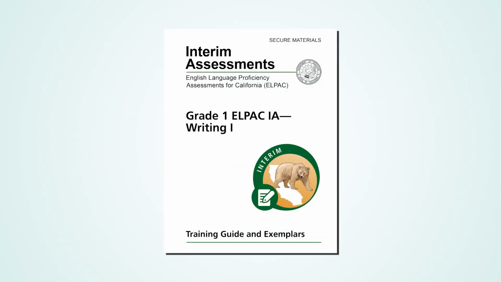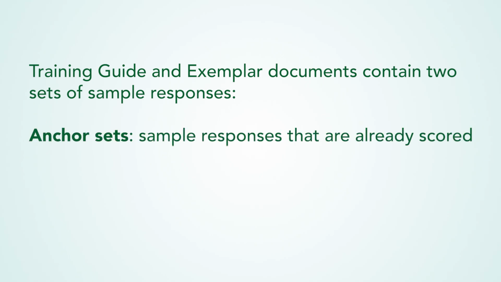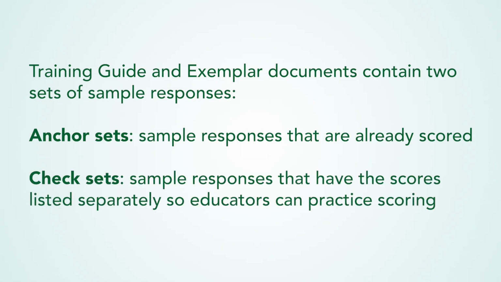Certain secure documents are needed to accurately score student responses. Training guide and exemplar documents contain different information based on the content area and the grade level, but generally they contain question prompts, rubrics, and sample student responses. The exemplar sections of these documents contain two sets of sample responses. Anchor sets are groups of sample responses that are already scored. Check sets are groups of sample responses that have scores listed separately, so educators can practice scoring on their own.